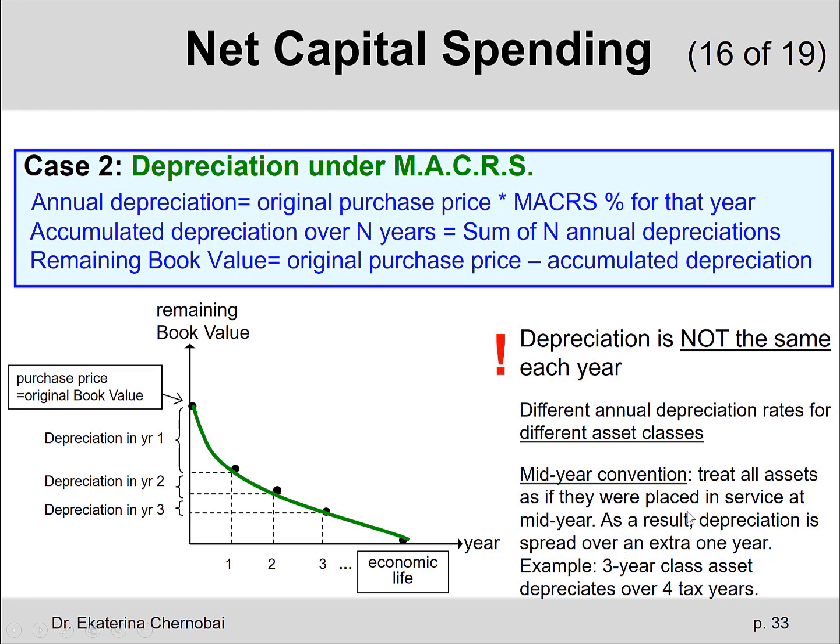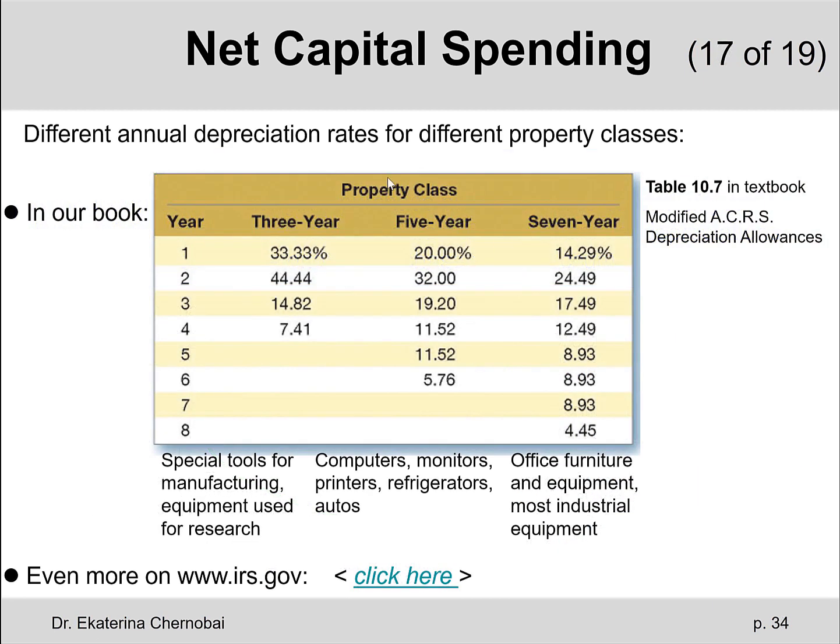And so when you look at an example of these tables that I was mentioning, let's say a 3-year property class, a 5-year property class, a 7-year property class, you will notice that for the 3-year class, there are depreciation rates not for 3 but for 4 years. For the 5-year class, you see depreciation rates over 6 years. For the 7-year class, we see depreciation rates for 8 years. So it's always given which property class our asset falls into.